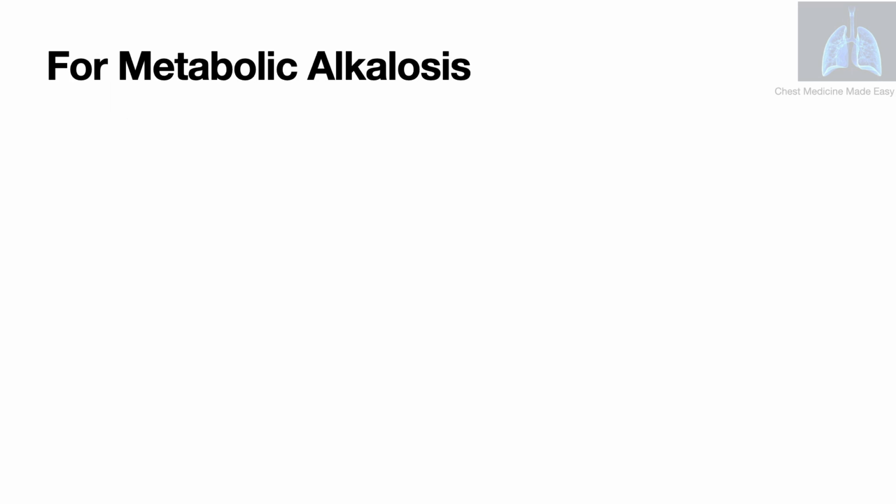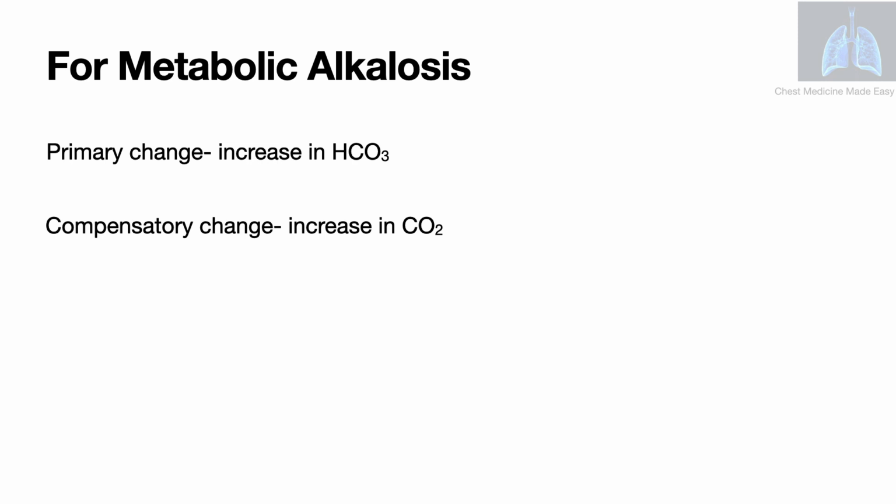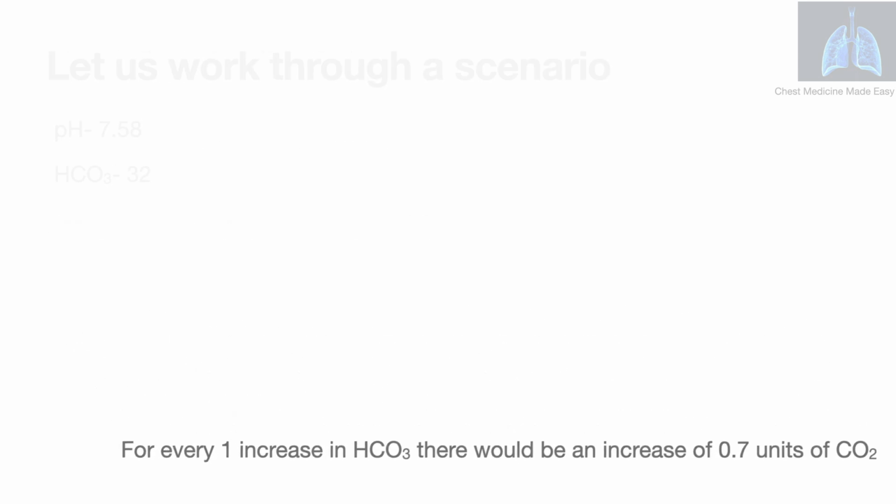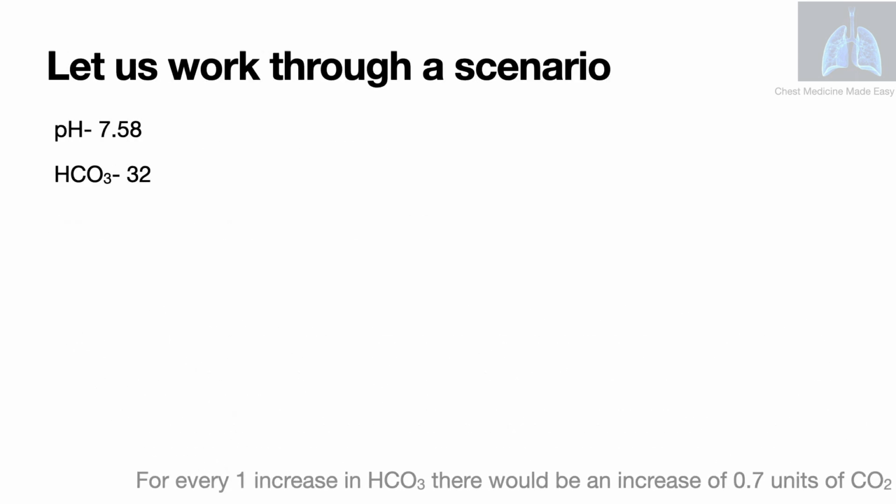For metabolic alkalosis, the primary change is increased bicarbonate levels and the compensatory change would be increased CO2. For every 1 increase in bicarbonate, there would be an increase of 0.7 units of carbon dioxide. Let us work through an example. The pH here is 7.58 and the bicarbonate is 32. So this is clearly a metabolic alkalosis.